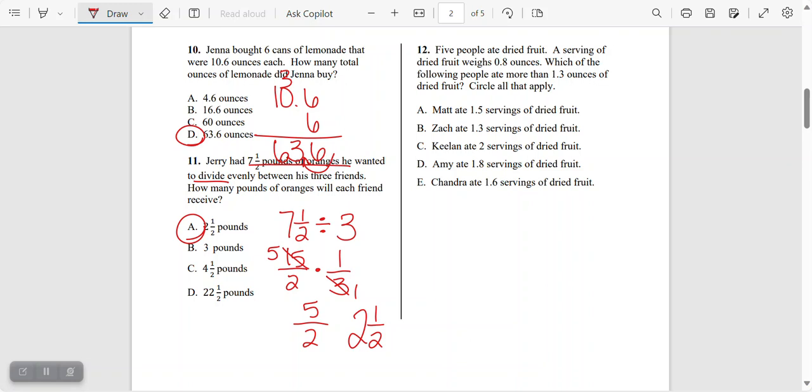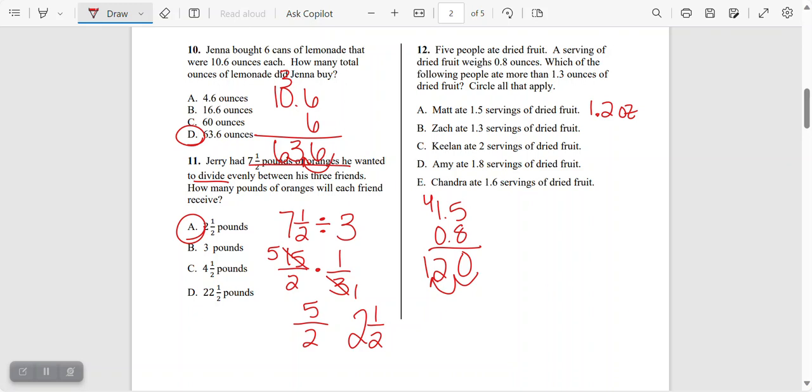We can rule some people out once we hear some other answers, but this is how many servings each person ate. A serving, again, is 0.8 ounces, so we're going to take 1.5 times 0.8. That's going to be Matt. Let's see, 5 times 8 is 40. 8 plus 1 is 8, plus 4 is 12, and we don't have to go that way, so we're going to go 2 in. So Matt ate 1.2 ounces.